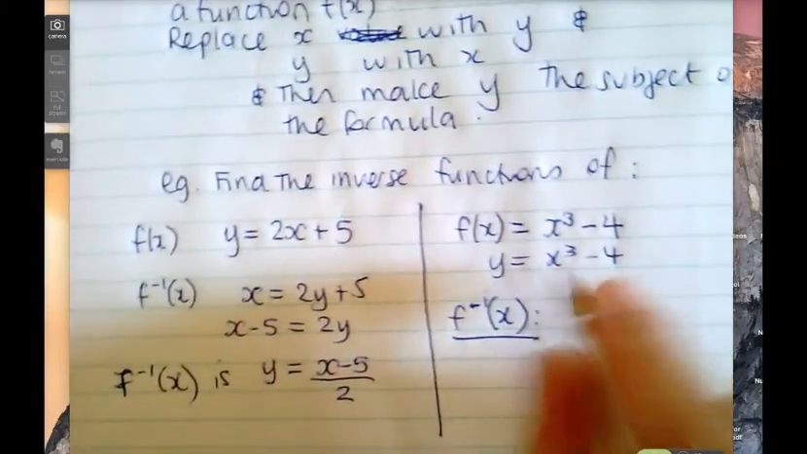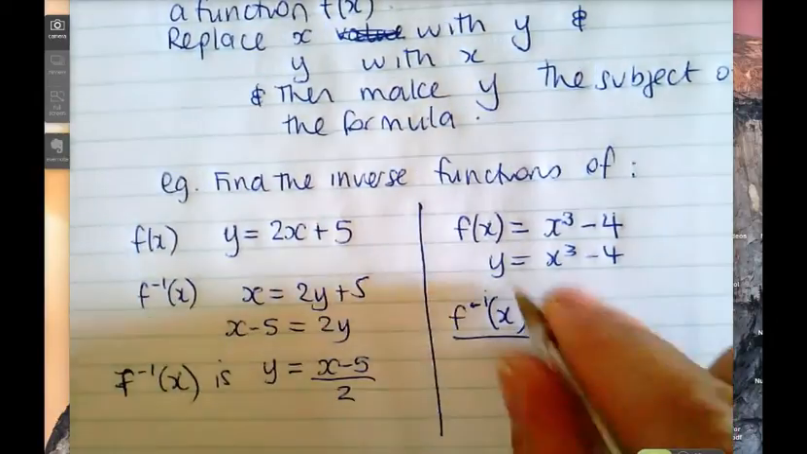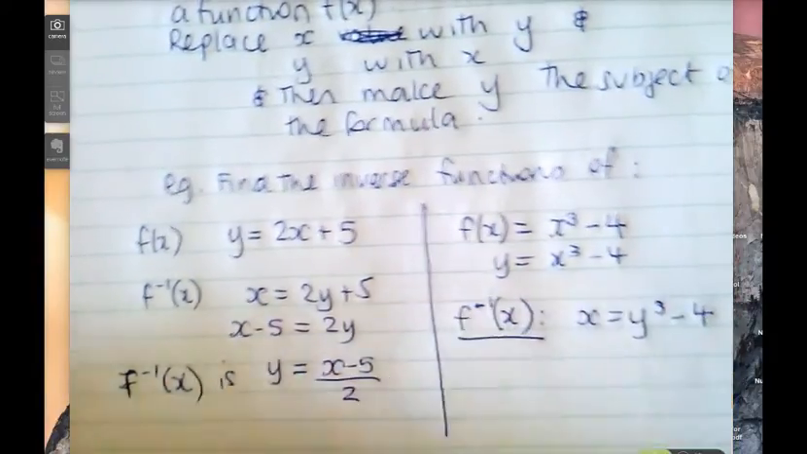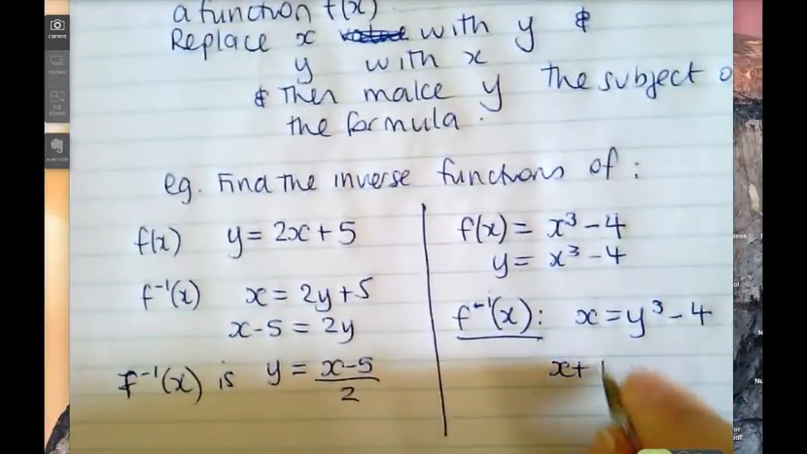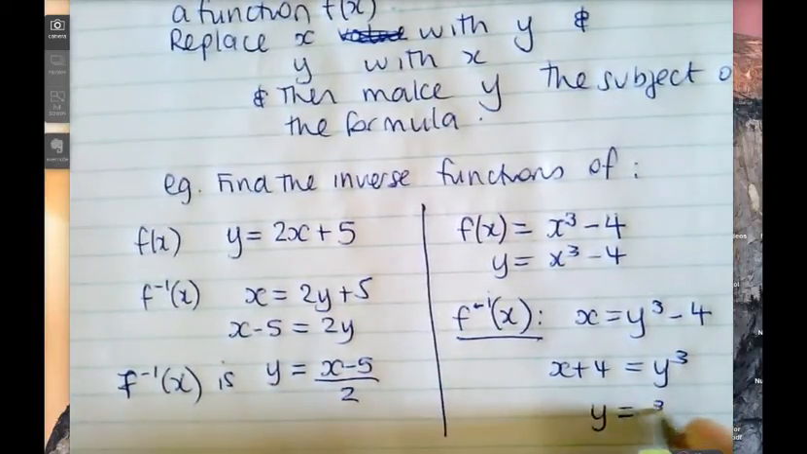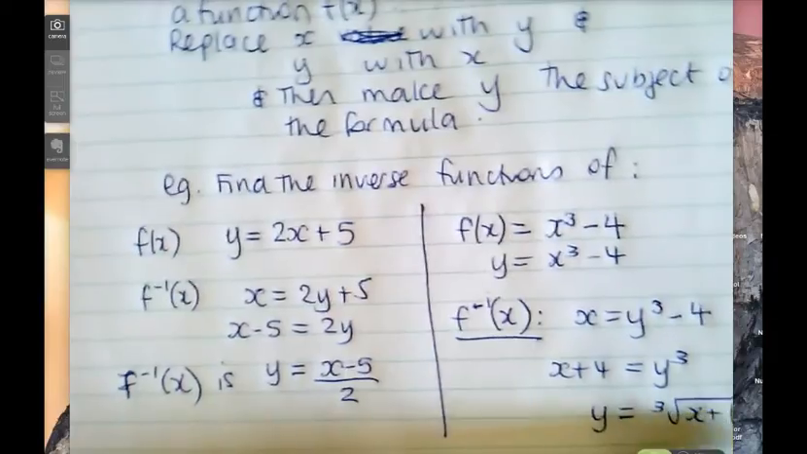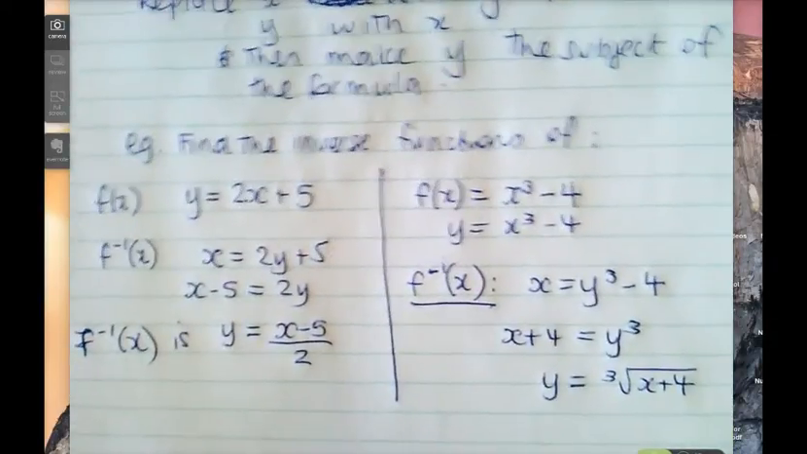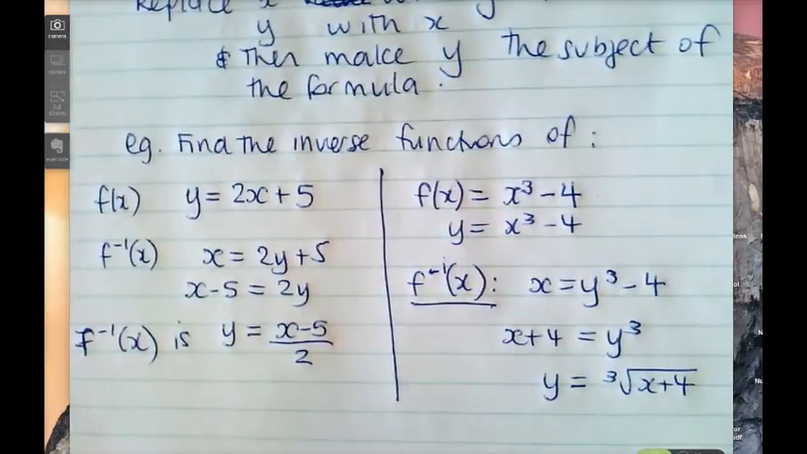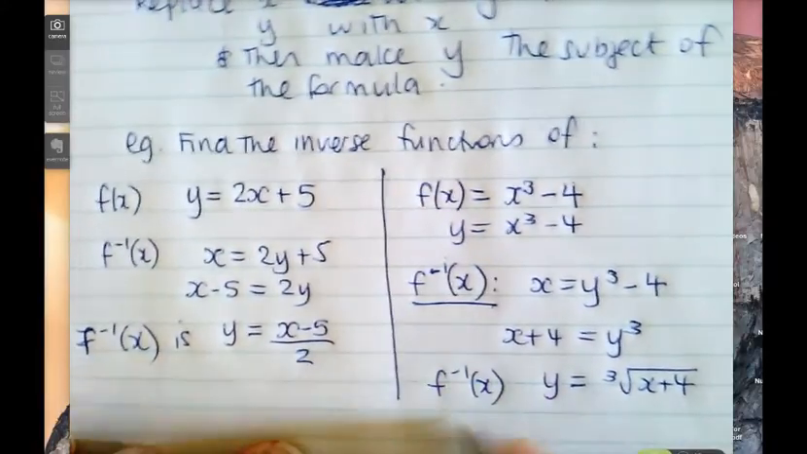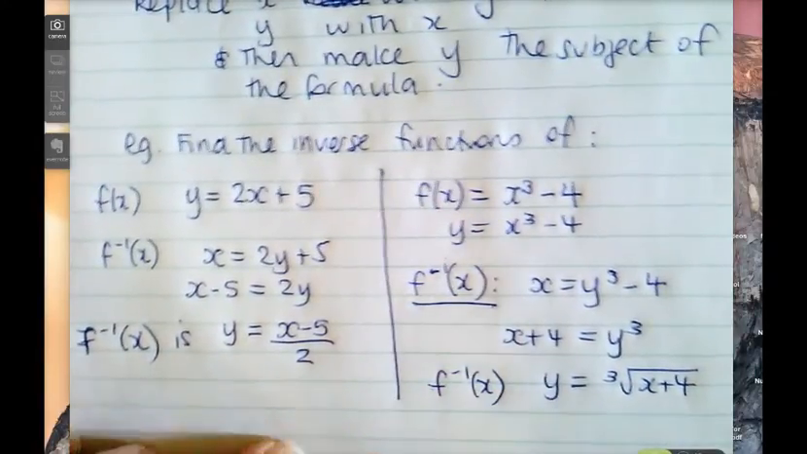So let's just do it, not guessing like that, but how do we do it? Replace y with x and make y the subject. What do you get? X plus 4 is y cubed. So therefore y is the cube root of x plus 4. Okay, so that's how you find the inverse function. Really simple. Replace y with x and make y the subject. And the notation for the inverse function is f to the minus 1 of x.